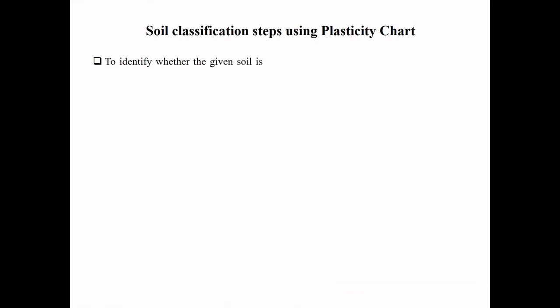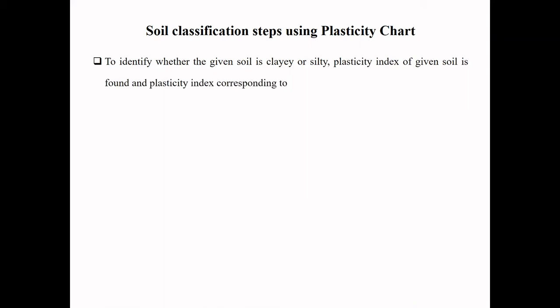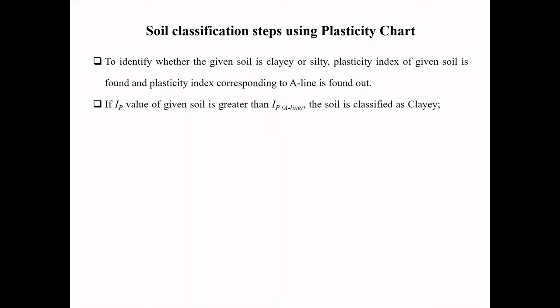So to identify whether the given soil is clayey or silty, we'll find the plasticity index of the given soil and the plasticity index value corresponding to the A line. If the plasticity index value of a given soil is greater than the plasticity index value corresponding to the A line, the soil is classified as clay, and if it is less than the plasticity index value of the A line, the soil is said to be silty or organic soil.